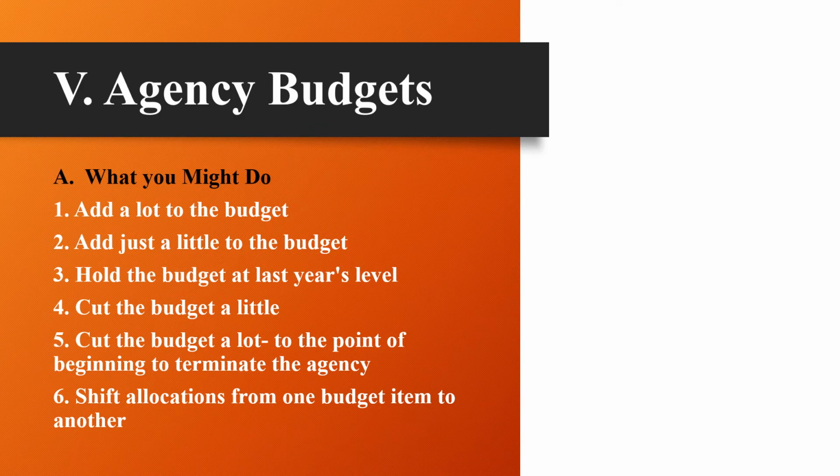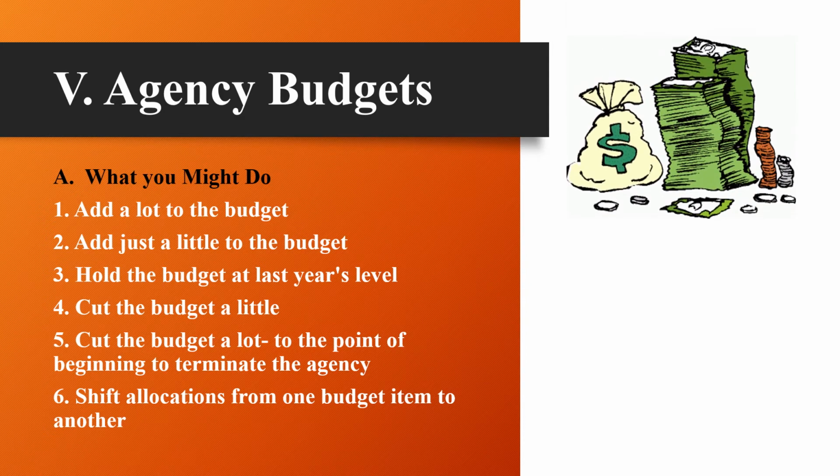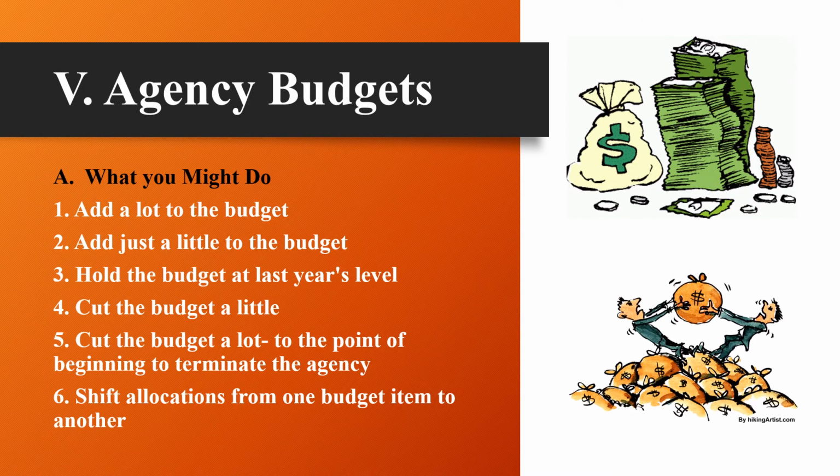Roman numeral 5, agency budgets. You may want to adjust an agency's budget according to whether you like what it does. In addition, how you manipulate an agency's budget sends political signals about the degree of satisfaction or dissatisfaction with the agency's performance, and so may be thought to have incentive effects as well as wealth effects.